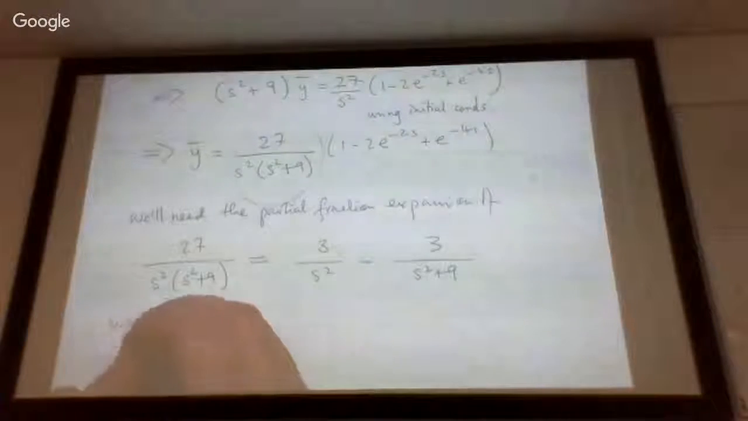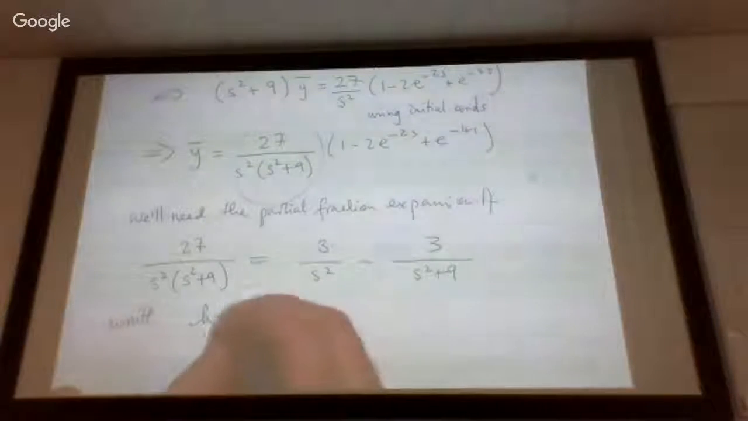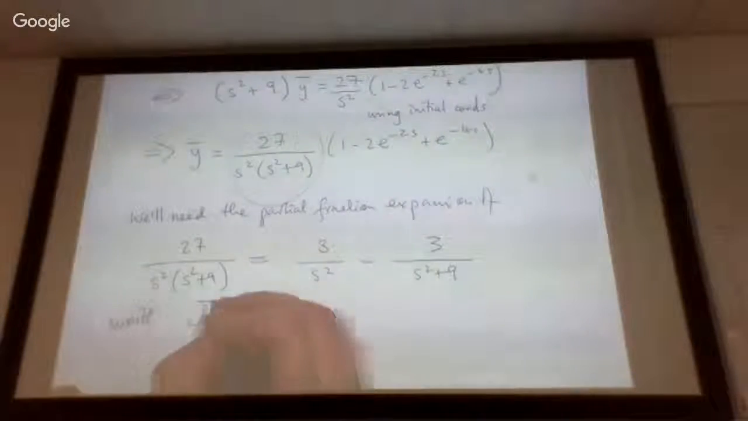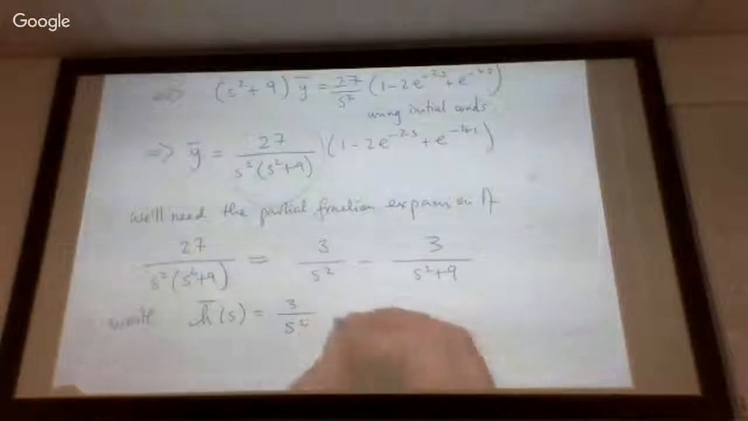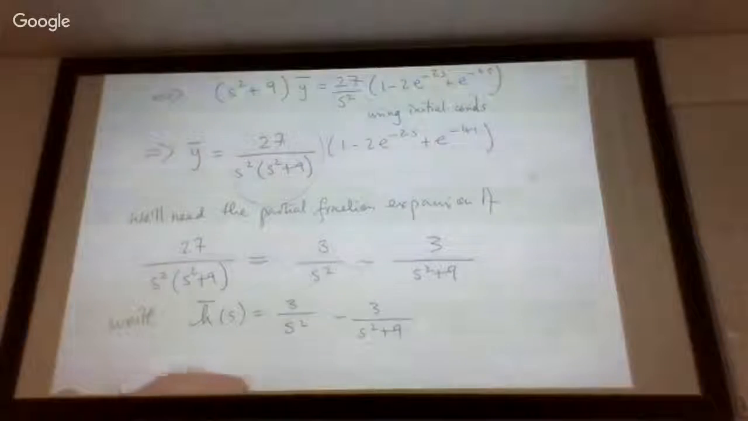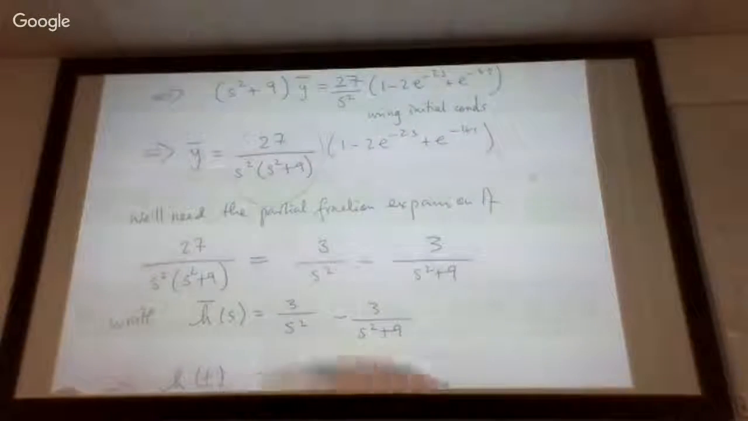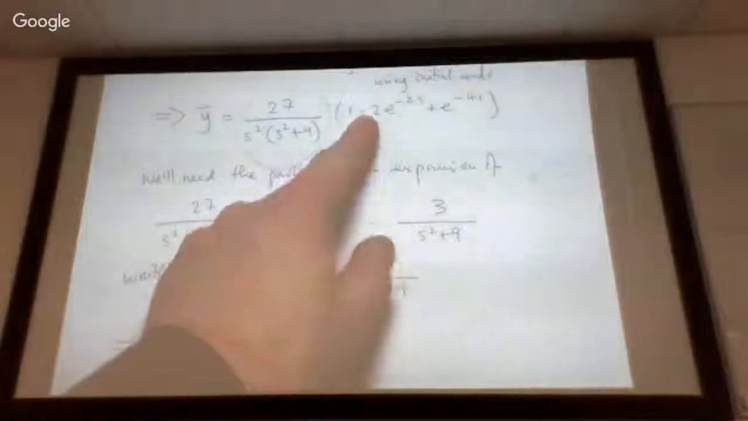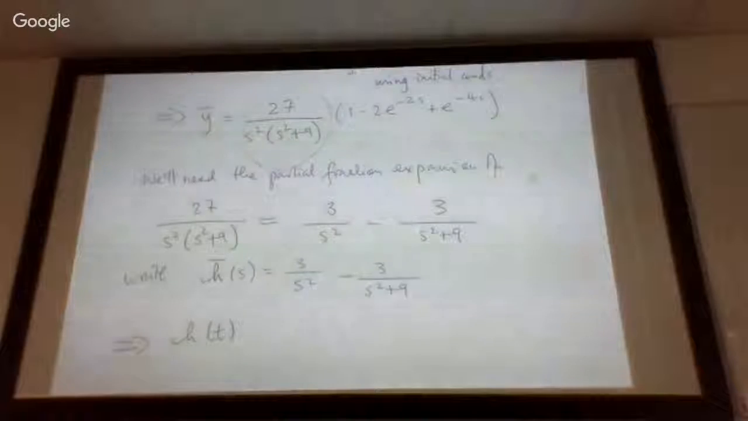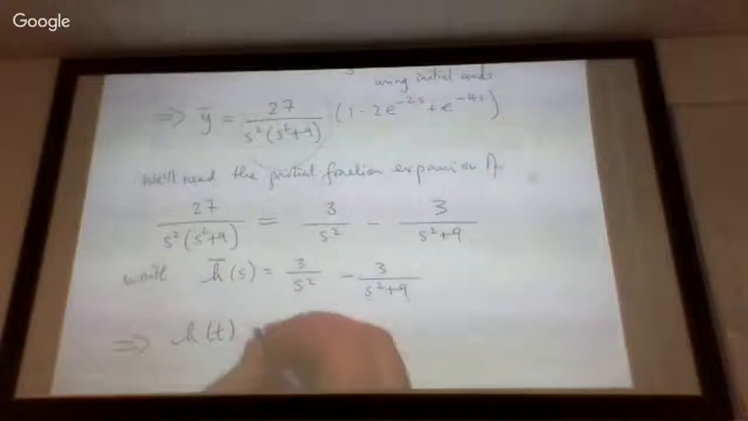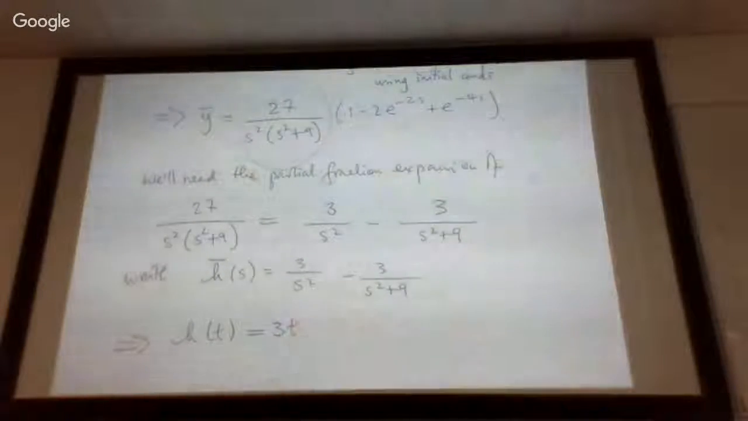So we can write H bar of s to be this: 3 over s squared minus 3 over s squared plus 9. Because this is the function H bar of s, which is sitting here in this constant, and it's multiplied by those exponentials. So we'll take its inverse transform. The inverse transform of 3 over s squared is 3 times t.